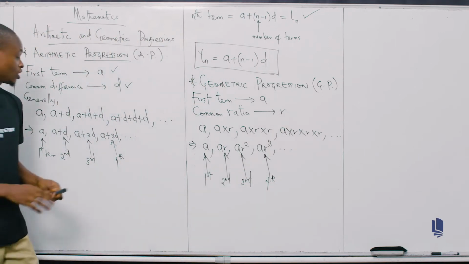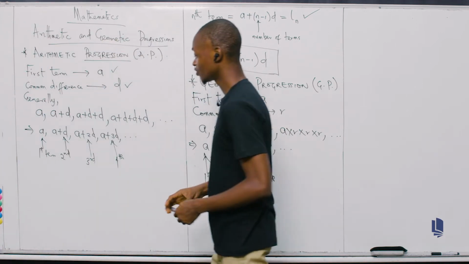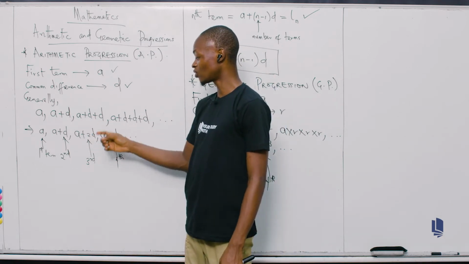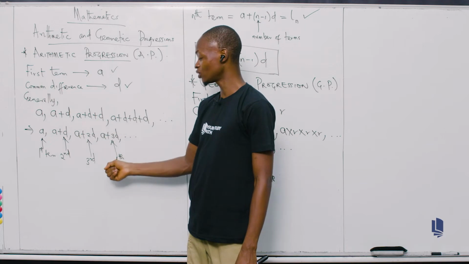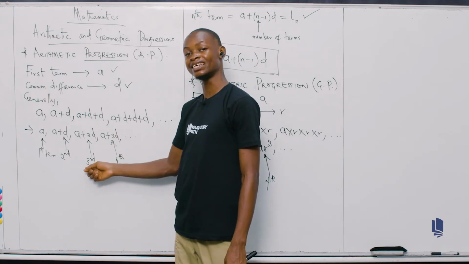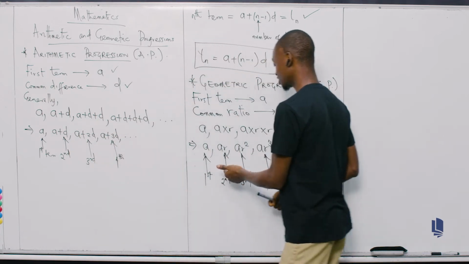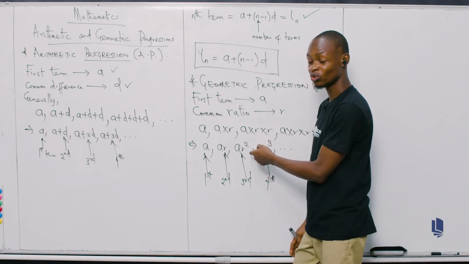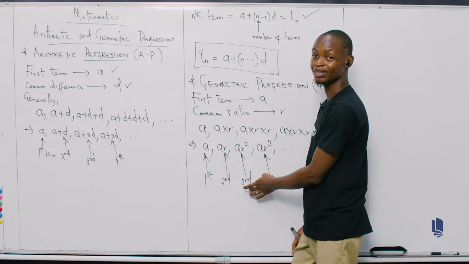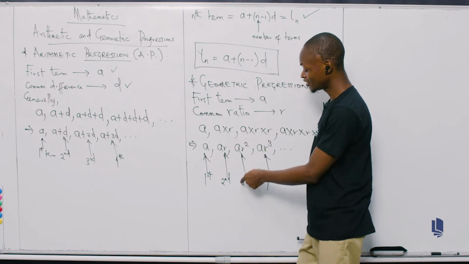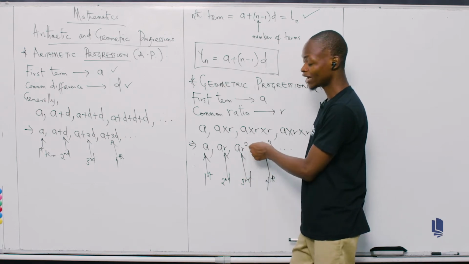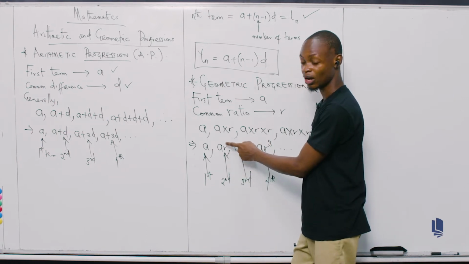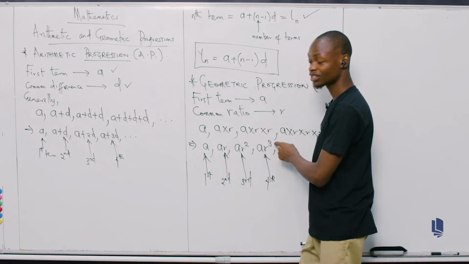What do you notice? Just like the AP, where the number of common differences we were adding up was one less than the term, the same concept happens here. The power on the common ratio is always one less than the term. So for the third term, we had 2 as the power. For the second term, we have 1 as the power. For the fourth term, you have 3 as the power.